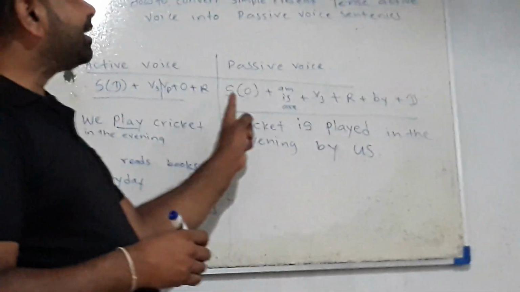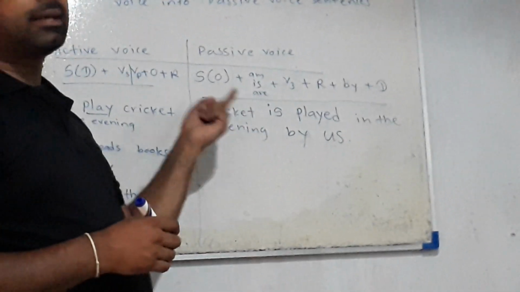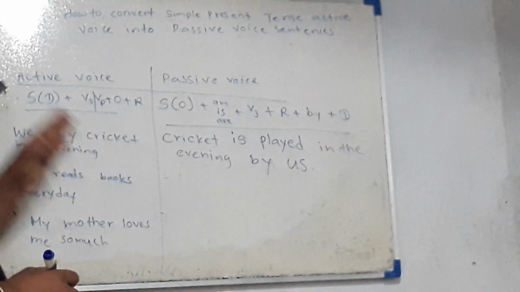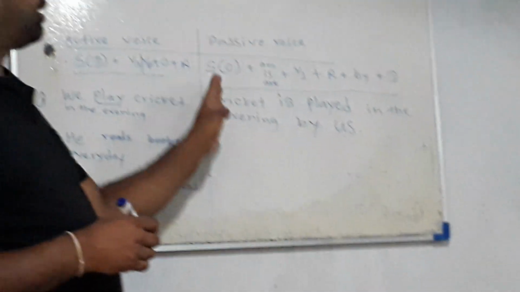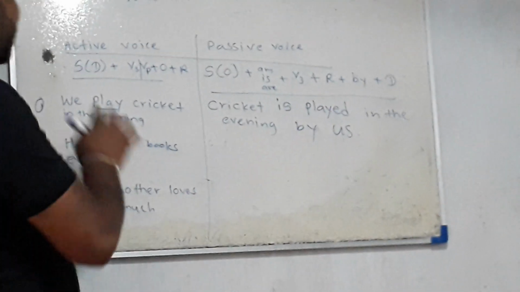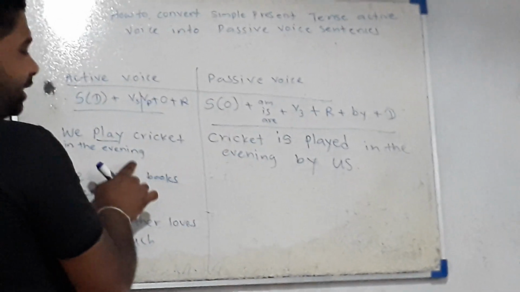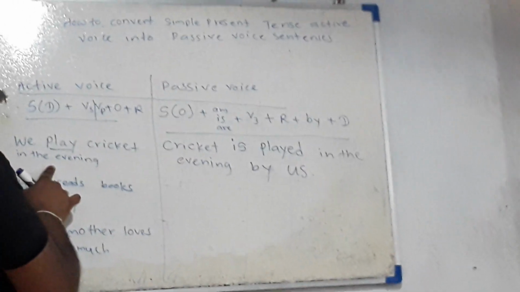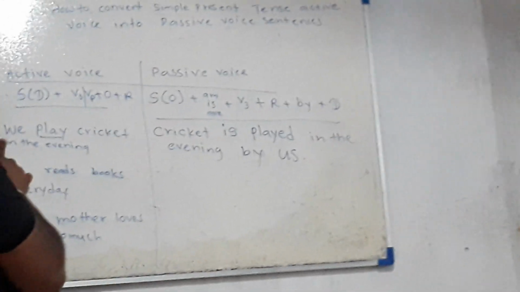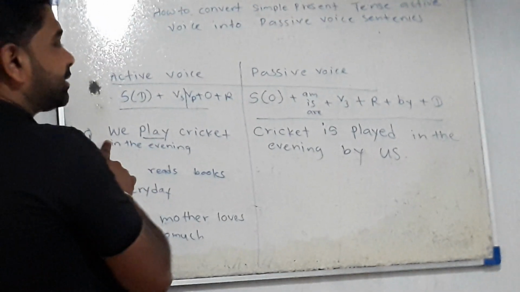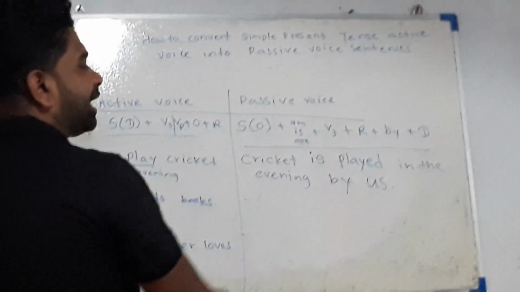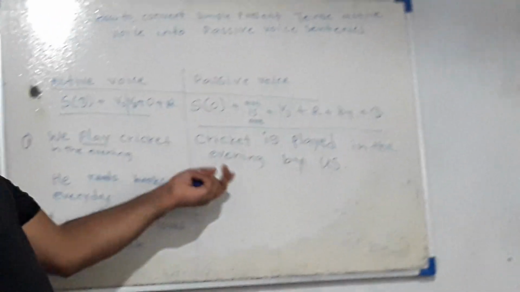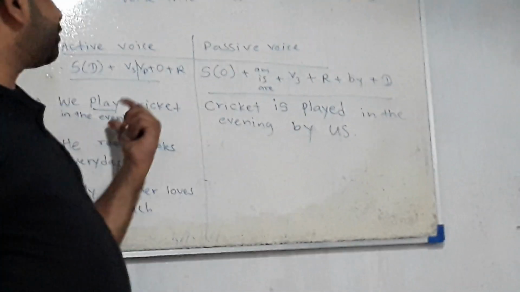So, if you remember these sentence patterns, you can write any present tense sentence in passive voice. So, we play cricket in the evening. That is simple present tense. The doer is in front of the sentence. So, cricket is played in the evening by us. That is the passive voice sentence for this sentence.